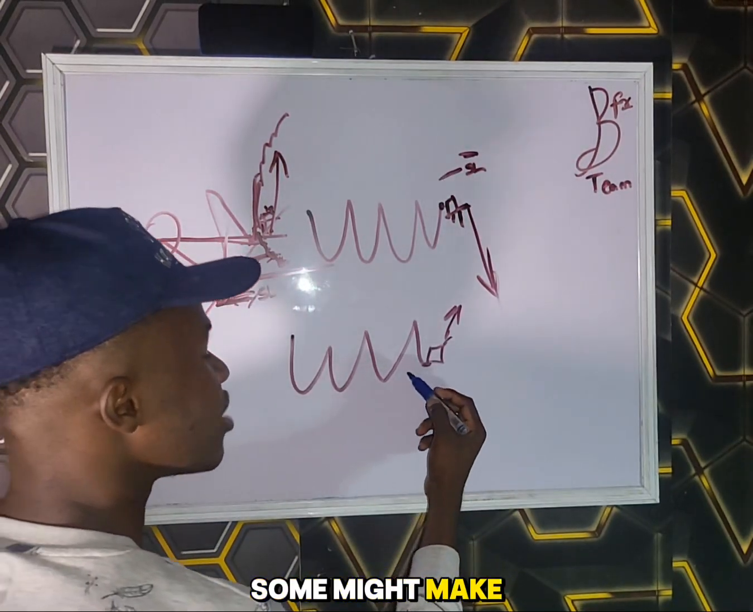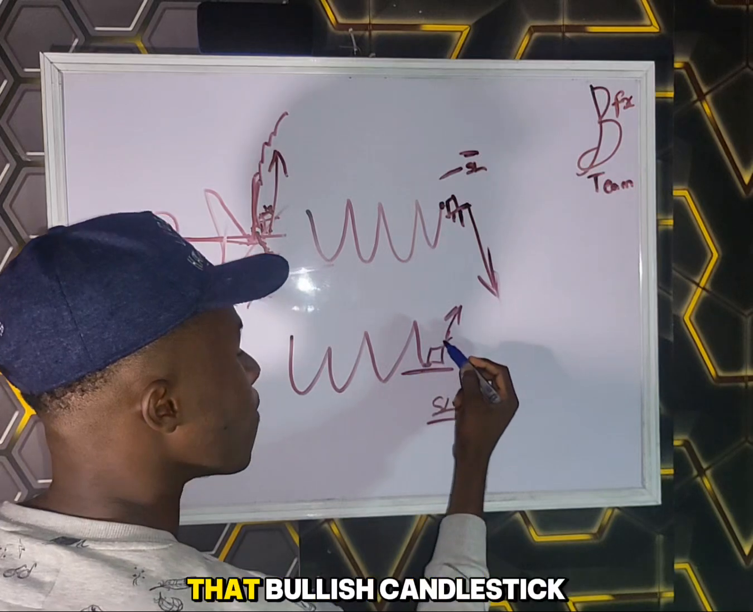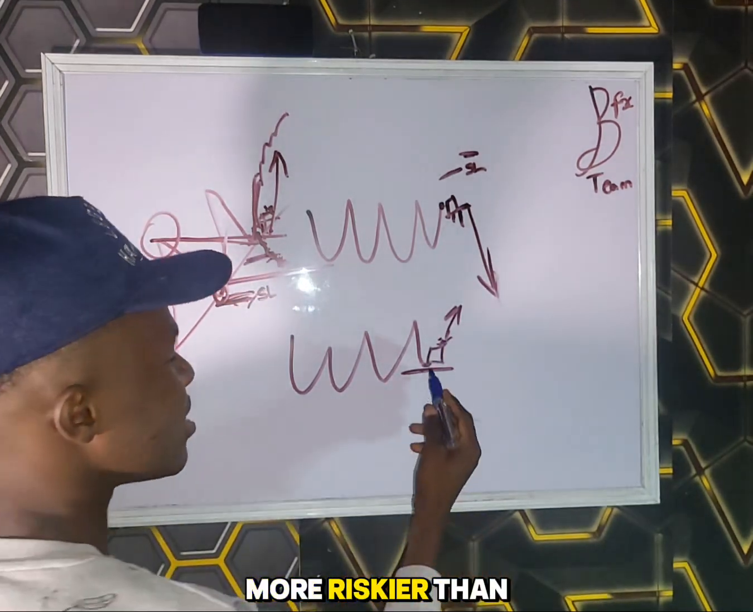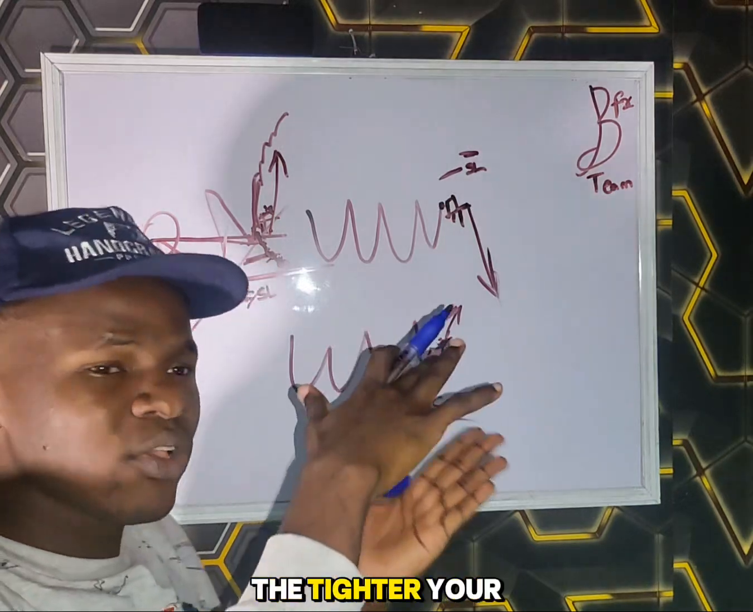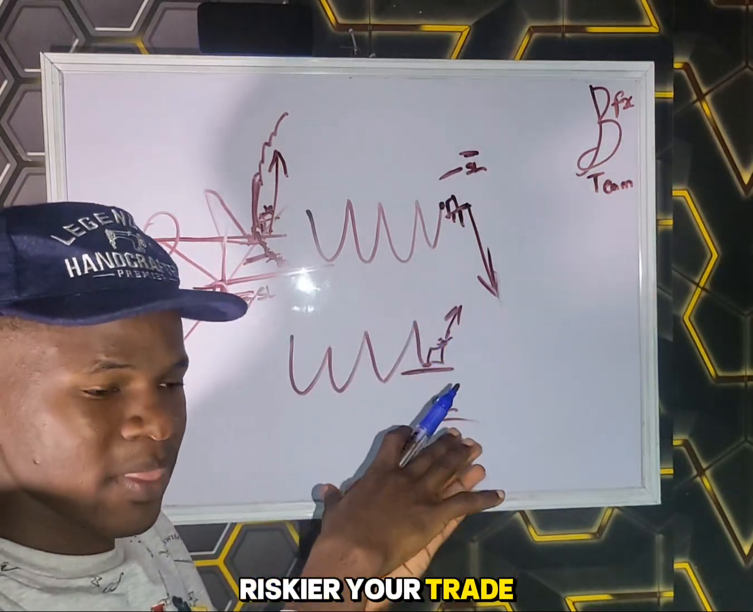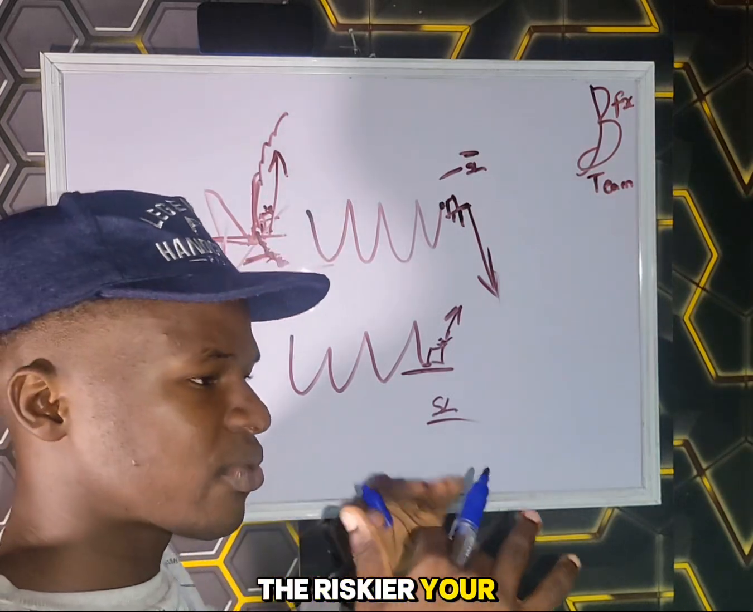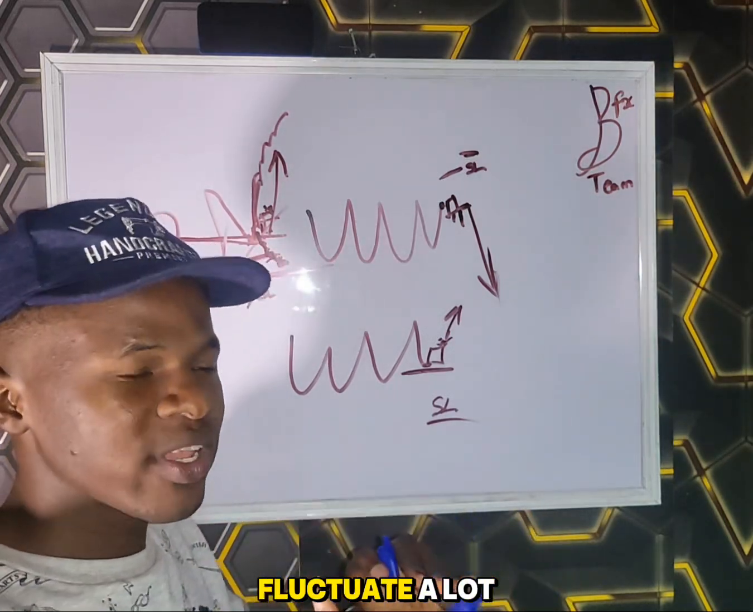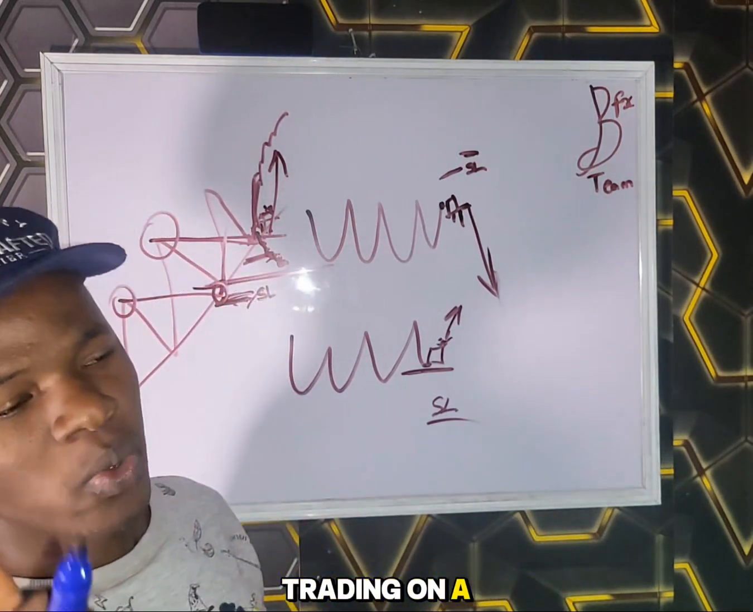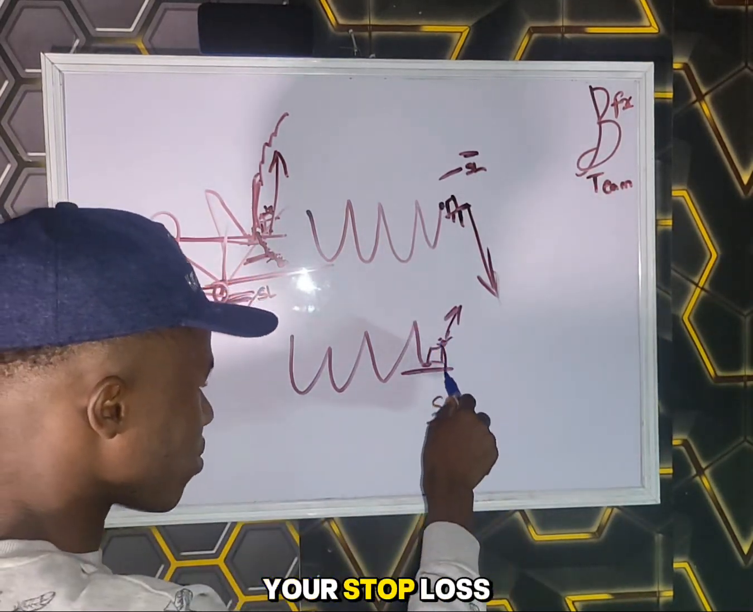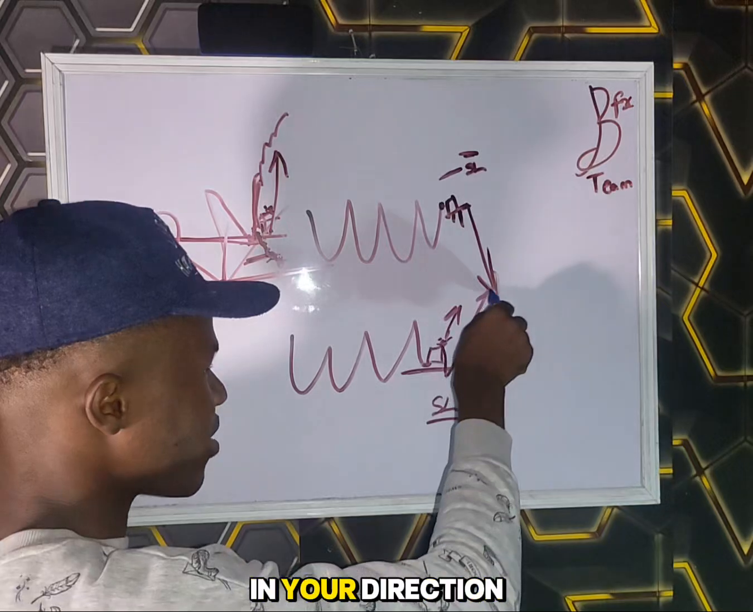Some might make their stop loss to be below that bullish candlestick, but it is riskier. The tighter your stop loss, the riskier your trade, because the market fluctuates a lot, especially if you're trading on a lower time frame. The market can come and take your stop loss and keep going in your direction.